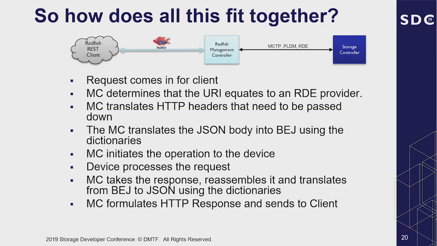Request comes in from the client. The MC determines that URI is, okay, this is a URI I made up and I expose, and it really isn't /storage/1, it's /MCTP endpoint ID 47, and decodes it and sends it to the right device. It translates all those HTTP headers that need to be passed down. It uses the binary encoded JSON to take that JSON object and encode it into binary. It shoves it over there using PLDM. The device processes the request, decides what to do with it.